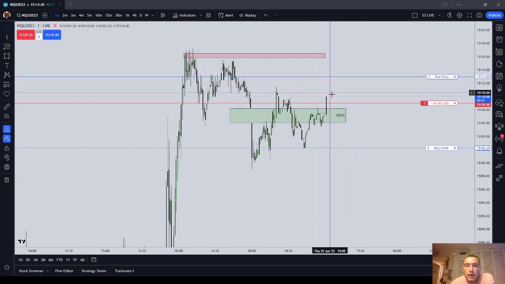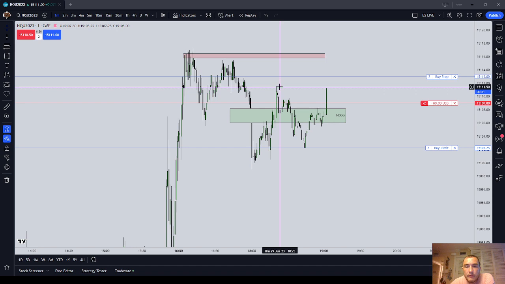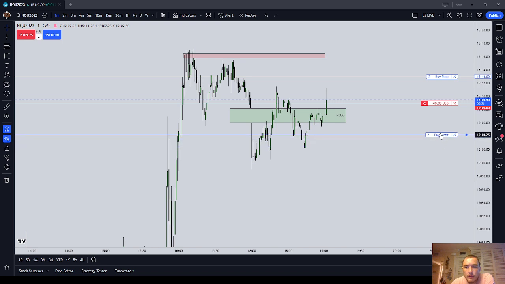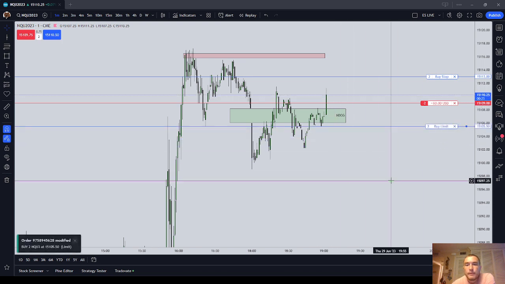All right. Well, I didn't want to see this, obviously. We're coming up into internal range liquidity. And the new stop, or the new take profit, has got to go right there. It's our latest swing.